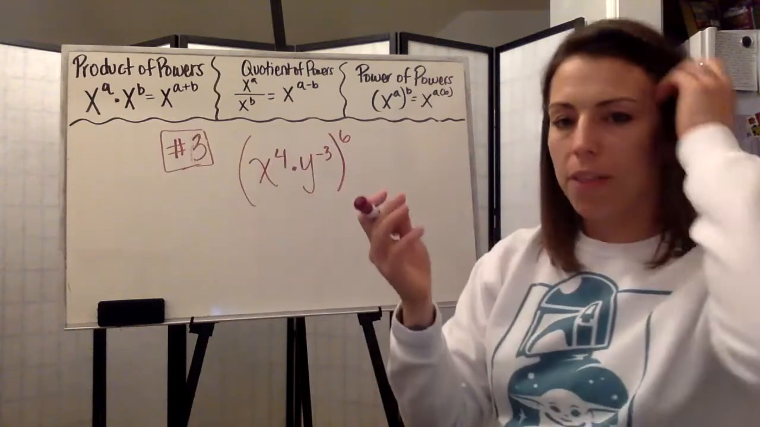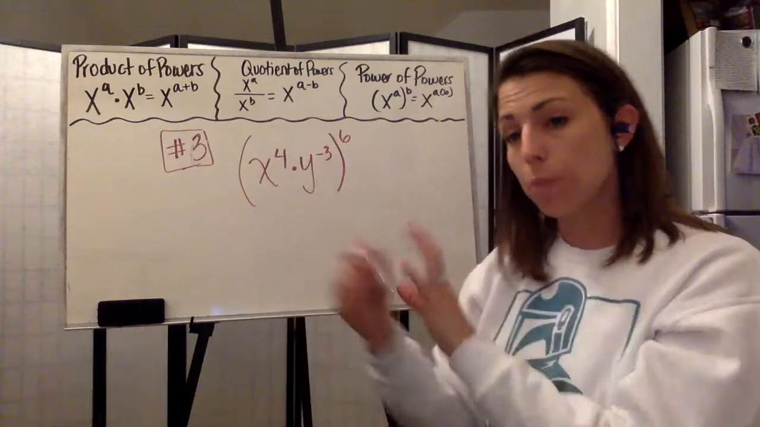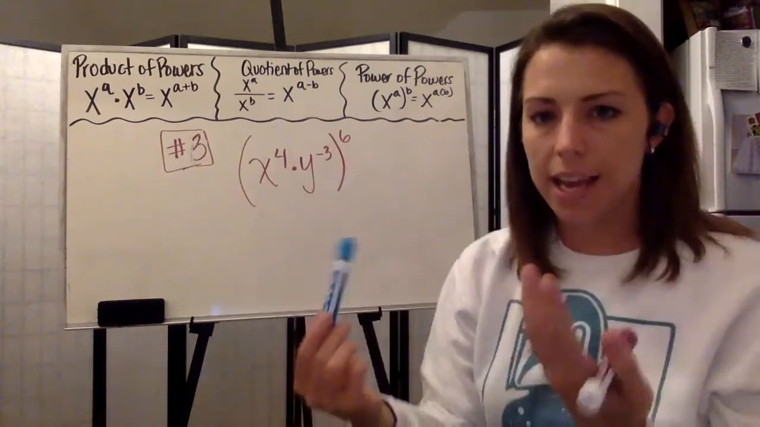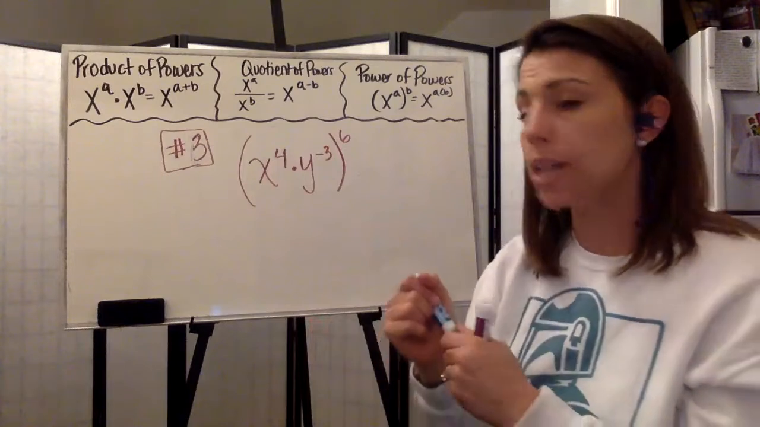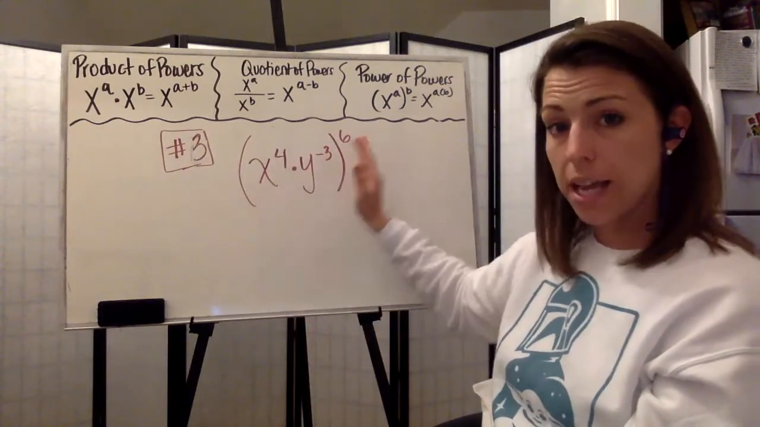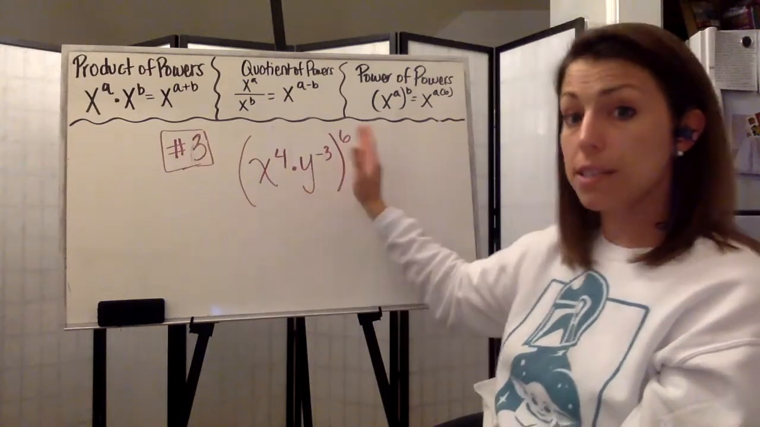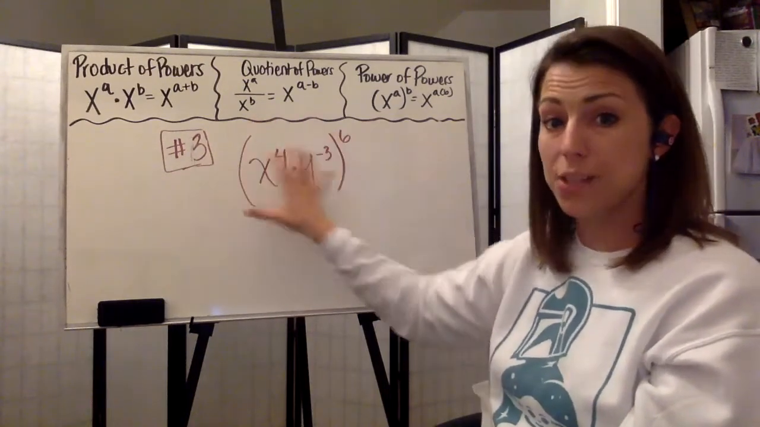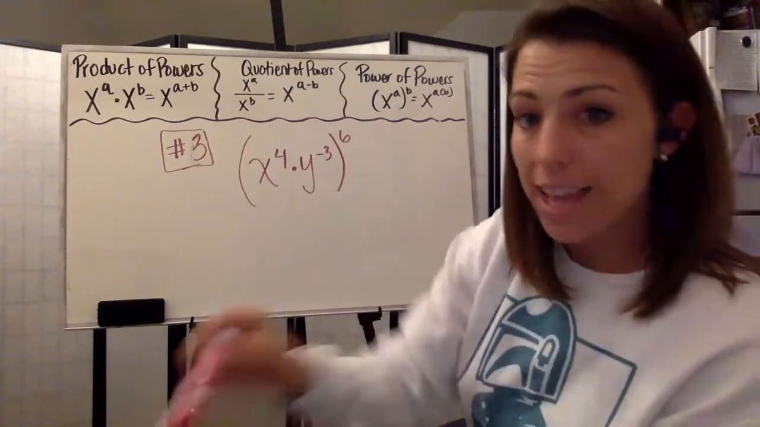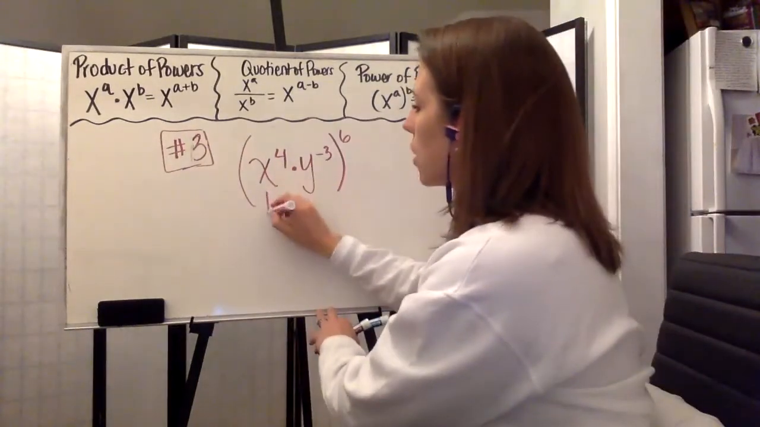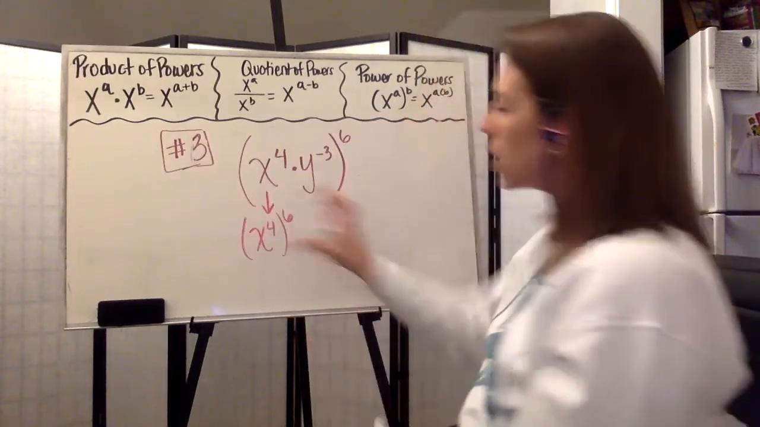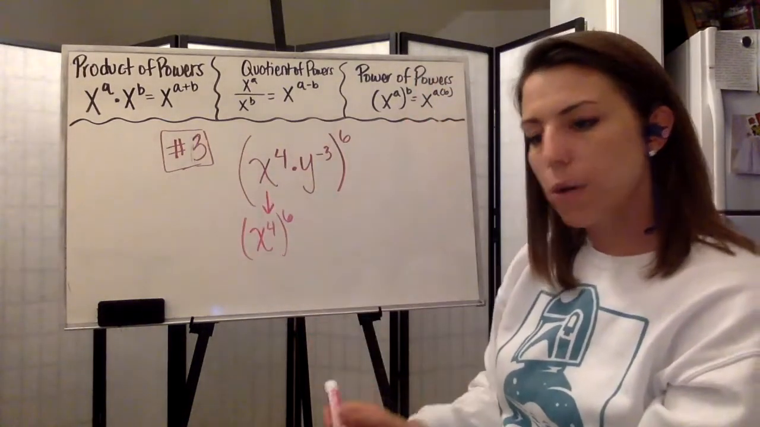So you have to remember that when you're dealing with individual bases, I can't add these exponents. x and y are not the same number. So here's what we can do instead. We're basically going to be multiplying x to the 4th 6 times and y to the -3rd 6 times. I could write this whole thing out 6 times, or I could write it like this. I know I'm going to be multiplying x to the 4th 6 times, so I'm just going to give x to the 4th its own little exponent.